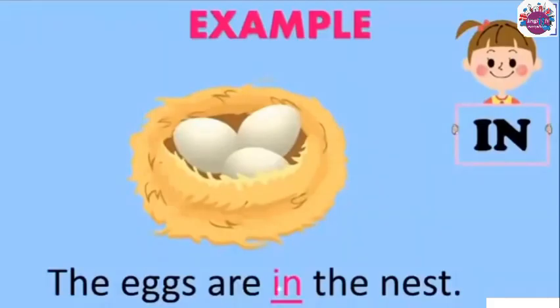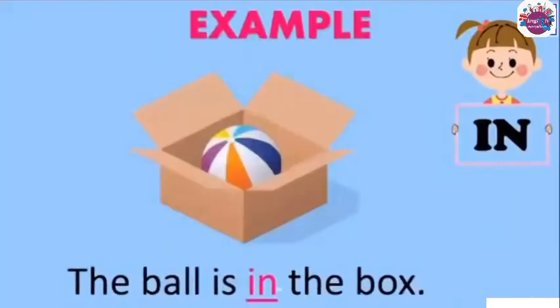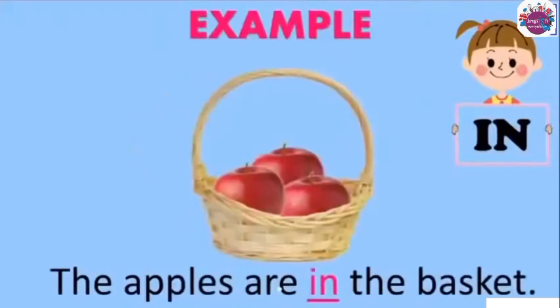Can you see 3 eggs, children? Where are they lying? They're inside the nest. The eggs are in the nest. Can you see the ball, children? Where is the ball lying? The ball is in the box. Can you see the apples? The apples are in the basket. So children, these were the 3 sentences in which I explained the concept of in.